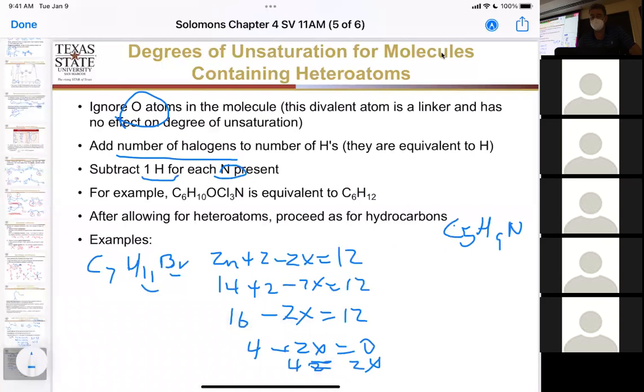C5H9N. Okay, so we have 2N plus 2 minus 2x is equal to 9. And it's going to subtract 1 for the nitrogen, so it's going to be 8. Okay, and so if we run through our math, we have 12 minus 2x is equal to 8. We have 4 is equal to 2x, and x is equal to 2 again.